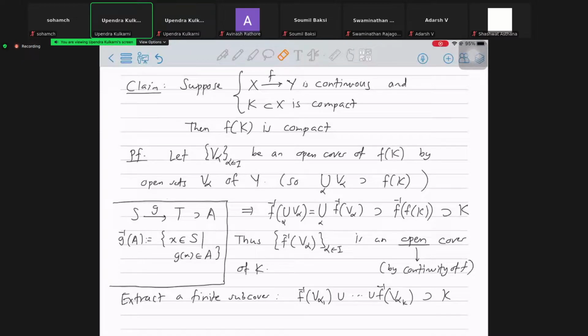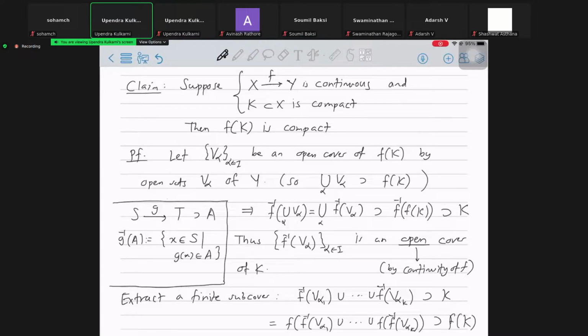All right, so let me write this down. This is certainly okay. F of f inverse of V alpha 1, up to f of f inverse of V alpha k, all of that contains f of k. And this is f of k. Okay, let me not write this down. See, taking f of a union is the union of f of each set. Let me not write that down.